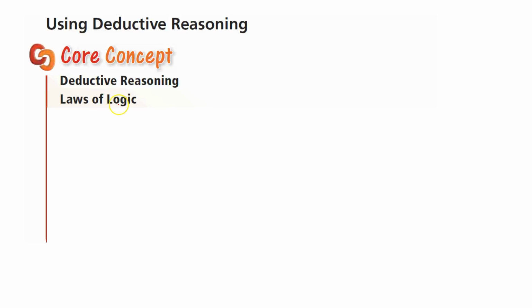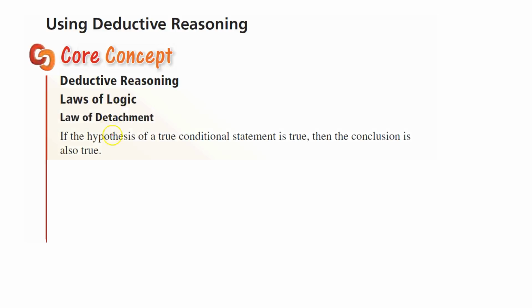Let's talk about what the laws of logic are. The first one we'll talk about is the law of detachment, which states if the hypothesis of a true conditional statement is true, then the conclusion is also true. Basically, what that means is if P implies Q is true, and P is true, then Q is true. So if you have a logical statement, and then you know that P is true, then you can conclude that Q is true.